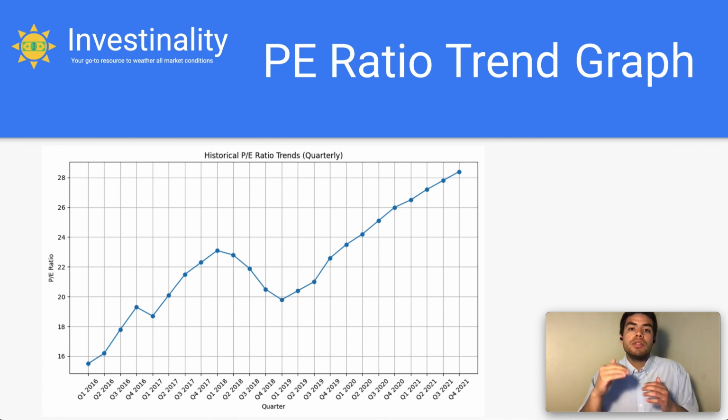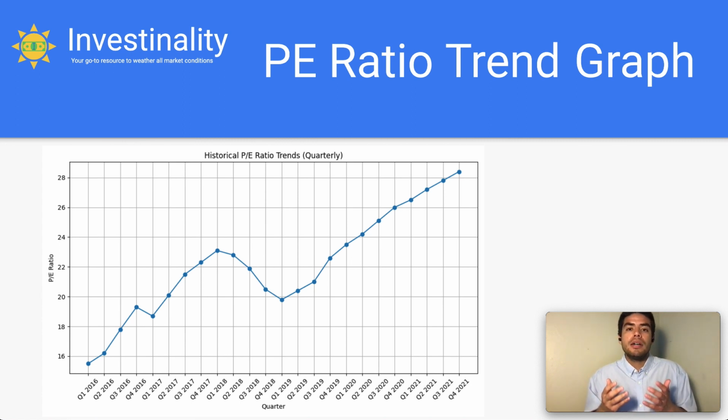The PE ratio fluctuation is due to changes in price. For example, from Q2 2017 to Q3 2017, we see there's an increase in the PE ratio. This means that, given the EPS is held constant, the price of the company has increased. On the other hand, from Q3 2018 to Q4 2018, we see a decrease in the PE. This means that the price has decreased with respect to the earnings per share.